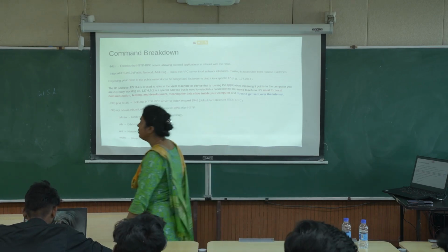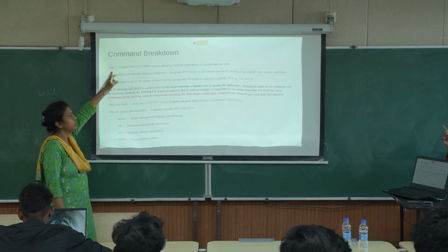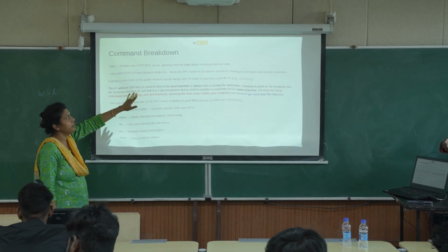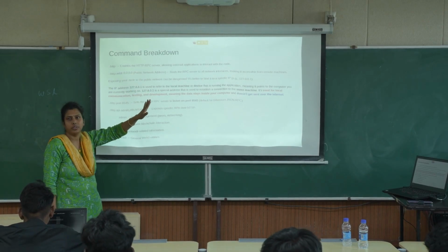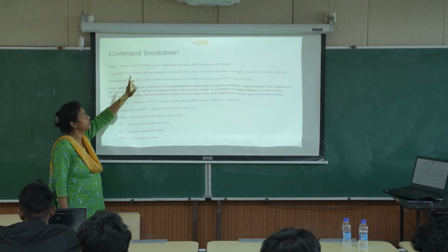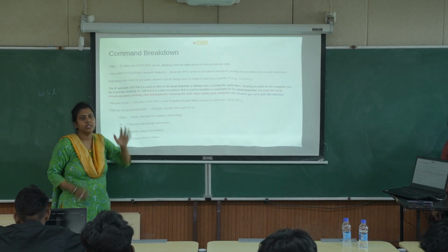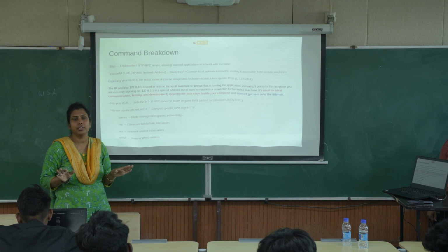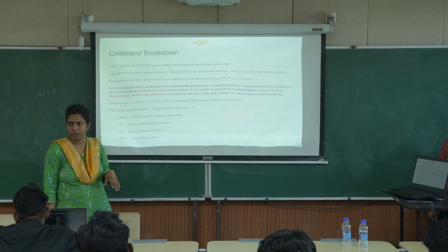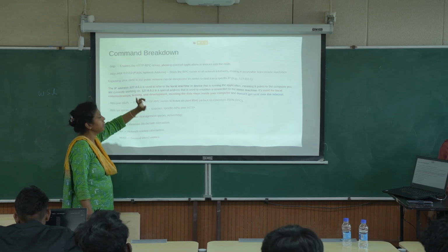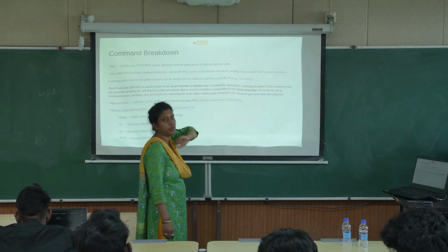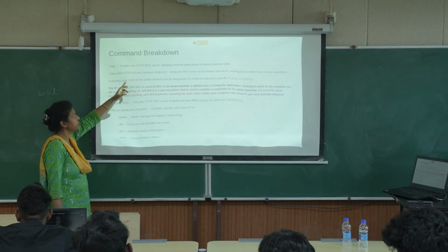So, the command breakdown. First is --http. It enables the HTTP RPC server, allowing external applications to interact with the node. Next, you are using --http.addr 0.0.0.0. This is a public network address. We generally read it in computer networks, in IP addressing and subnetting. It binds the RPC server to all network interfaces, making it accessible from remote machines. That's why we are using 0.0.0.0.